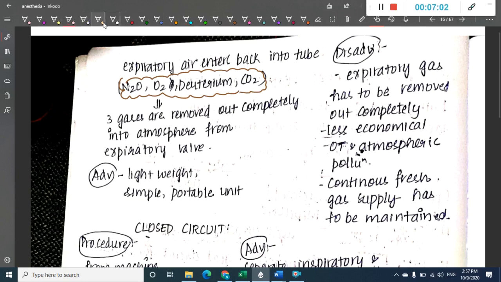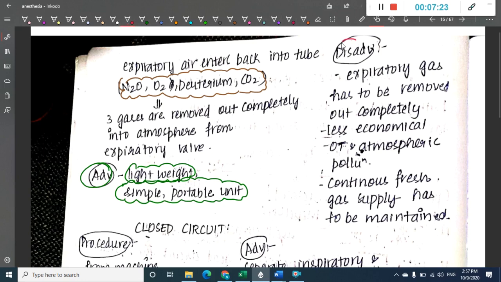Now what are the advantages of this procedure? The advantage is that it is simple and it is lightweight. It doesn't have lots of valves and stuff. It is a lightweight and simple circuit, so it can easily be carried, you can easily take it to other hospitals. So it is a portable circuit.